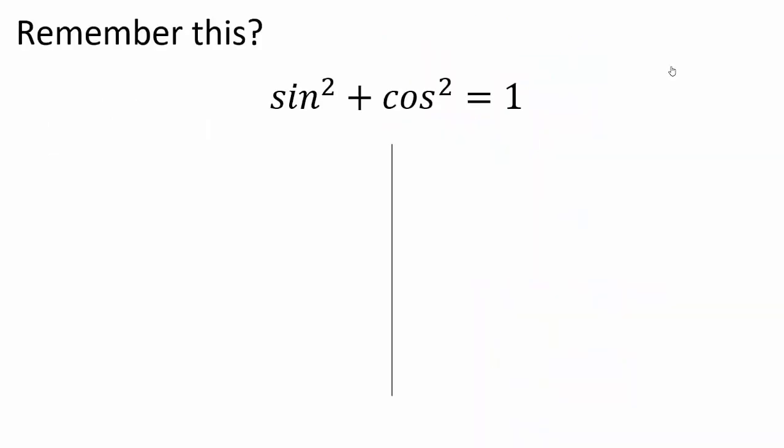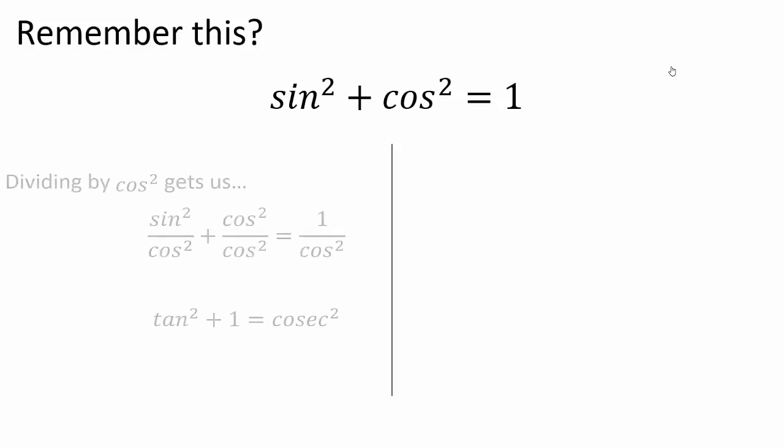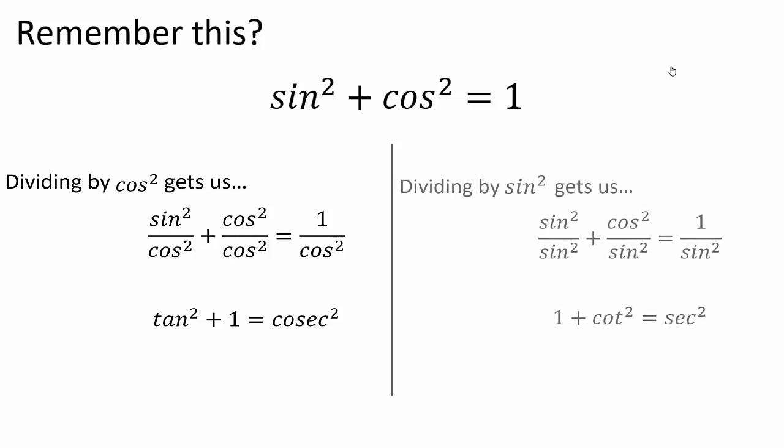Right then, can you remember those things there? Sine squared plus cos squared equals 1. We can do some stuff on that. If we divide through by cos squared, that gets us to this equation here. And then we can spot that sine squared over cos squared is tan squared. Cos squared over cos squared is 1. And 1 over cos squared is then sec squared.